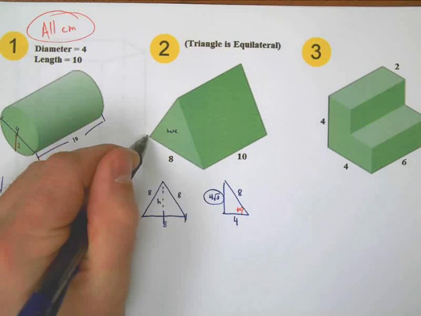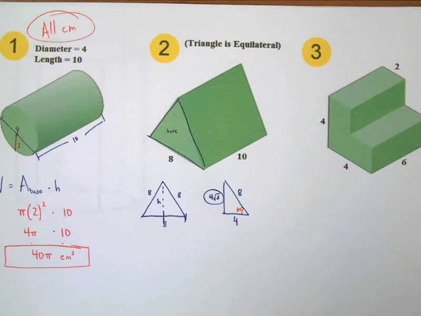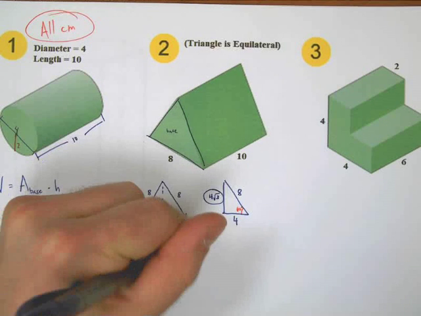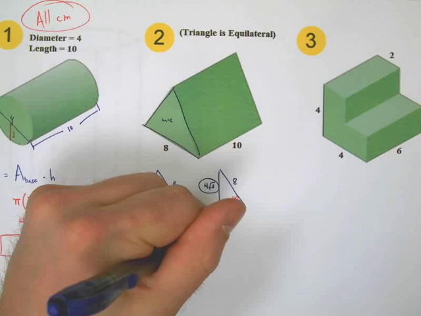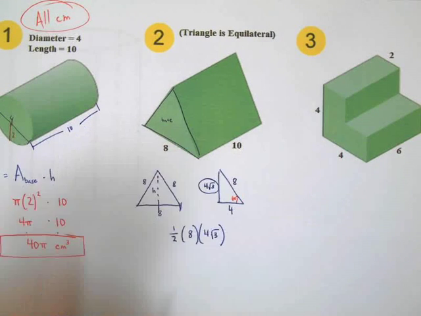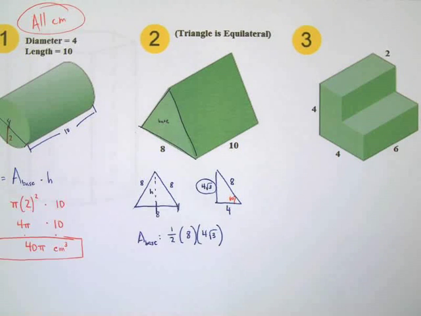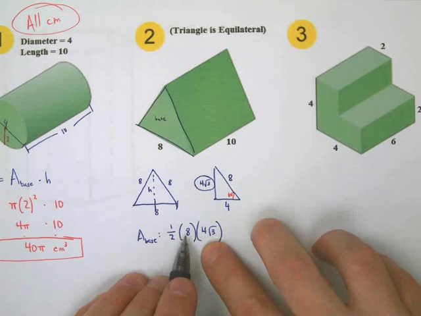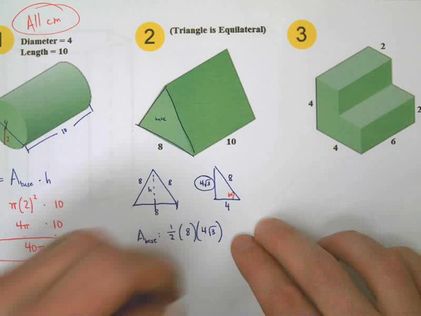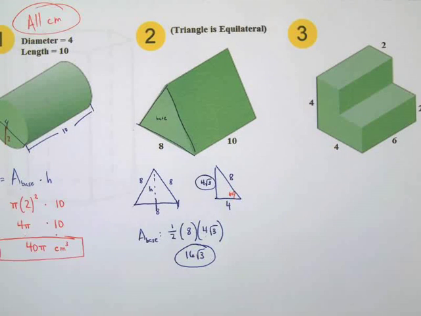Well, let's come back here then. What is the area of this shape here? That would be 1/2. The base is 8. The height I now know is 4 square roots of 3. So that is the area of my base. A lot more complicated, isn't it? Half of 8 is 4. 4 times 4 is 16. So that is 16 square roots of 3 for the base.